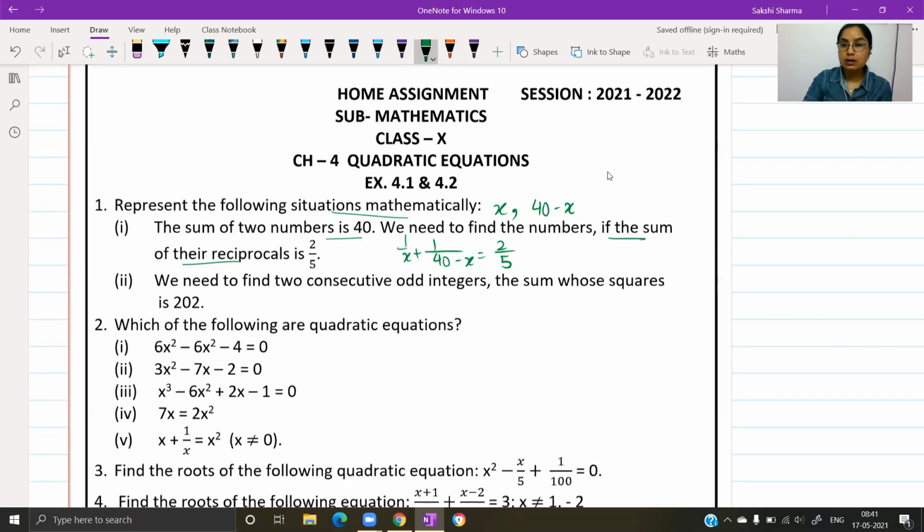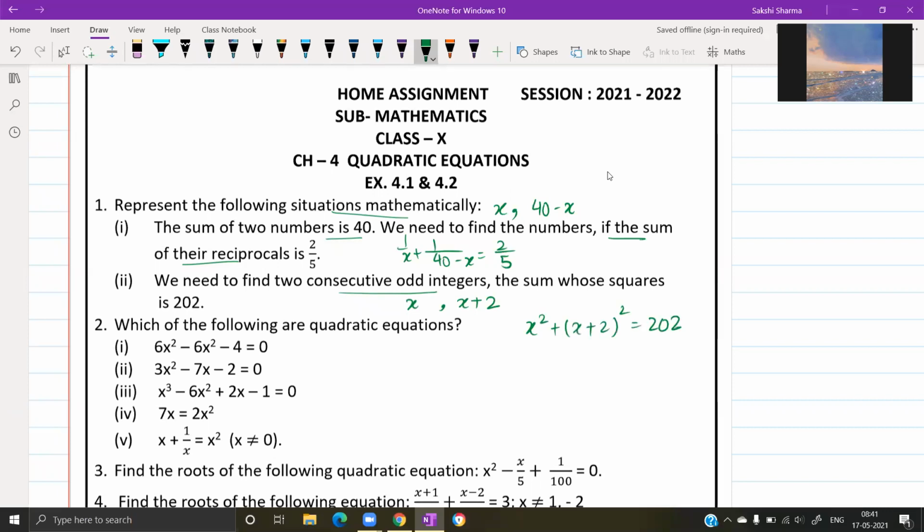Roll number 7, Arshpreet. Next part, we need to find two consecutive odd integers, the sum of whose squares is 202. One will be x, the other x plus 2. And what will be the equation? x square plus x plus 2 square is equal to 202. This one's quite simple. Consecutive integers, consecutive even integers, consecutive odd integers. Just observe carefully.